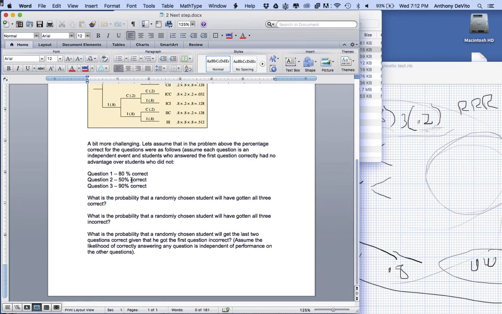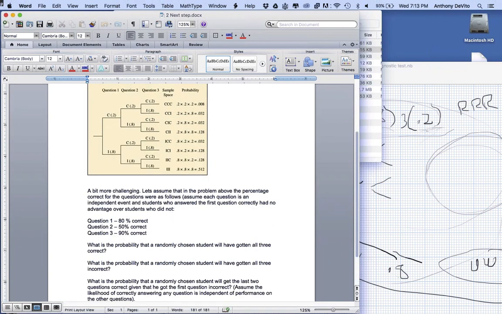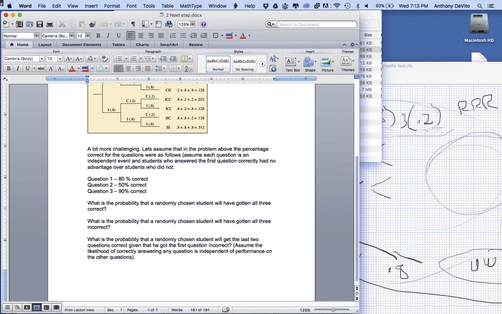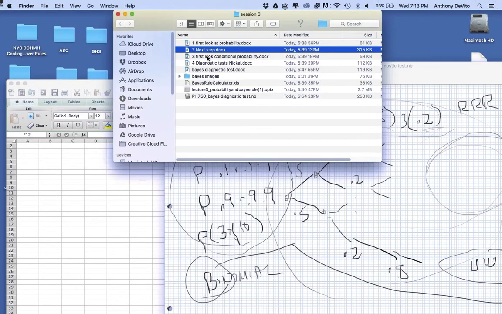And then you could repeat that tree again, except this time you could give this a try on your own and see if you can do it with the probability of getting question 1 correct being 80%, question 2 50%, and question 3 90%, to see how it affects the probabilities. And you can list them there. Okay, so you can give that a try on your own.